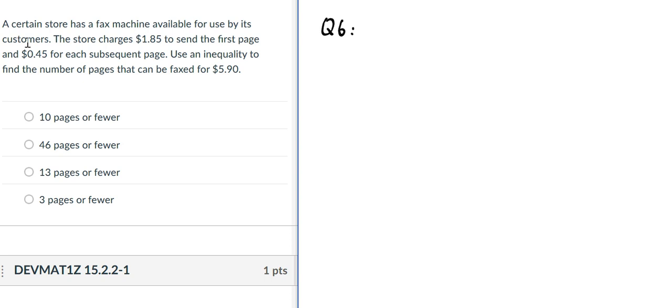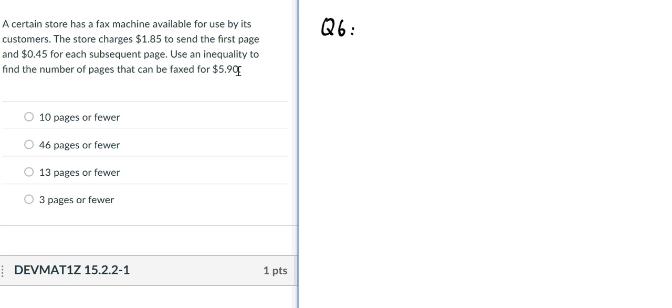Now, let's see how to solve this story problem. A certain store has a fax machine available for use by its customers. The store charges $1.85 to send the first page of the fax, and then 45 cents for each subsequent page. Use an inequality to find the number of pages that can be faxed for $5.90.